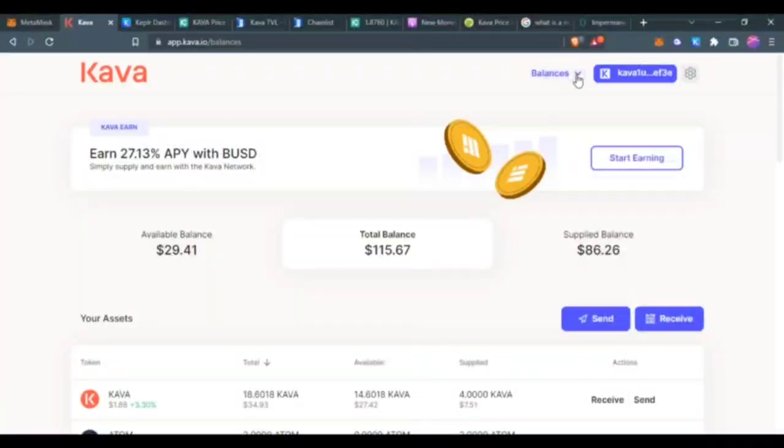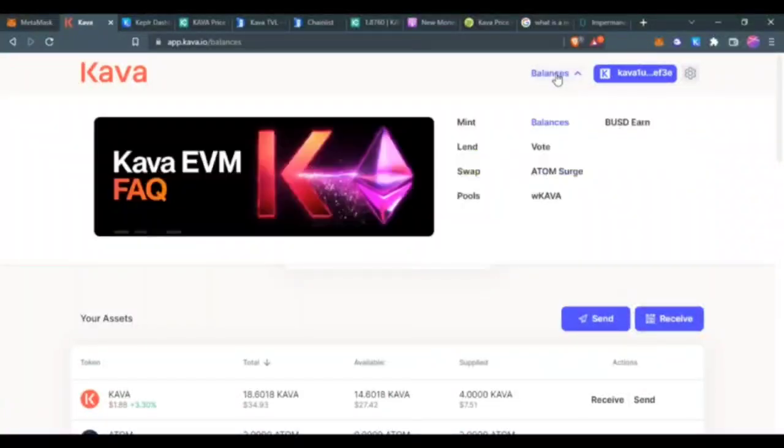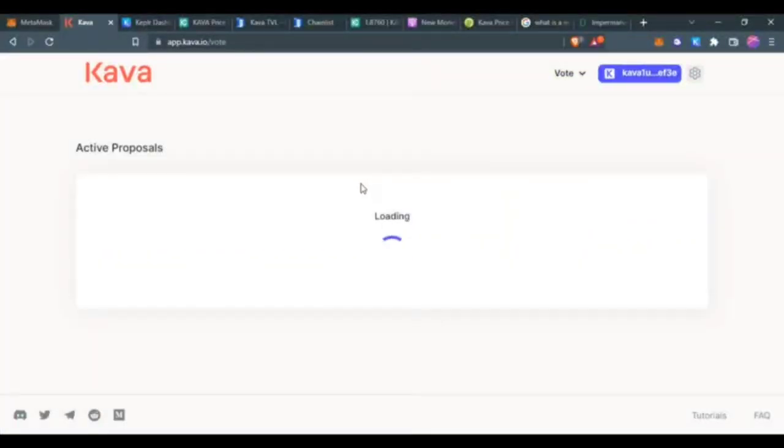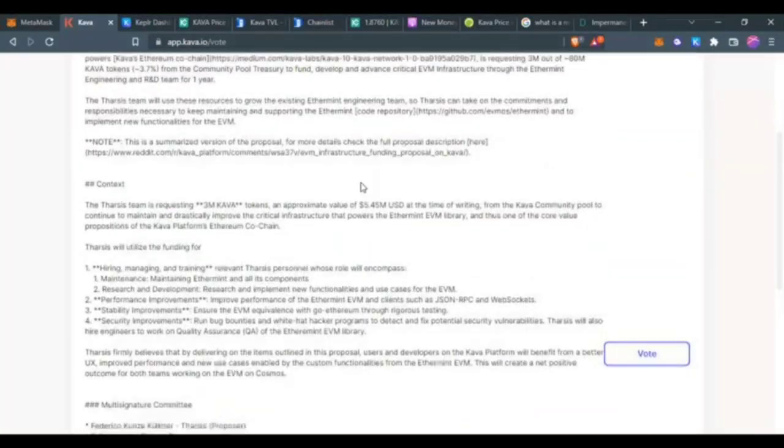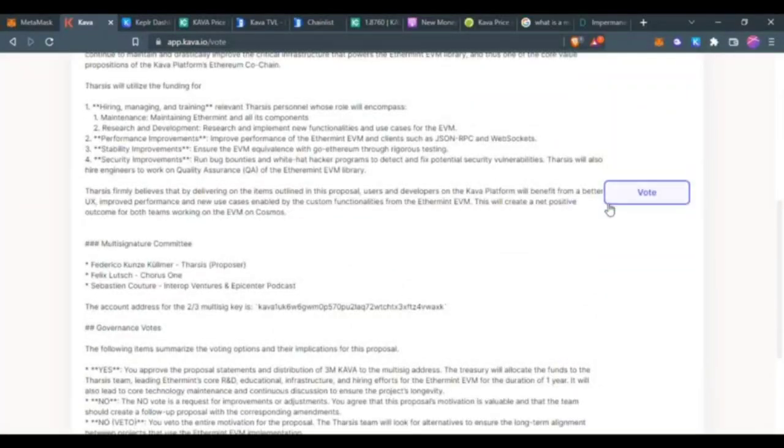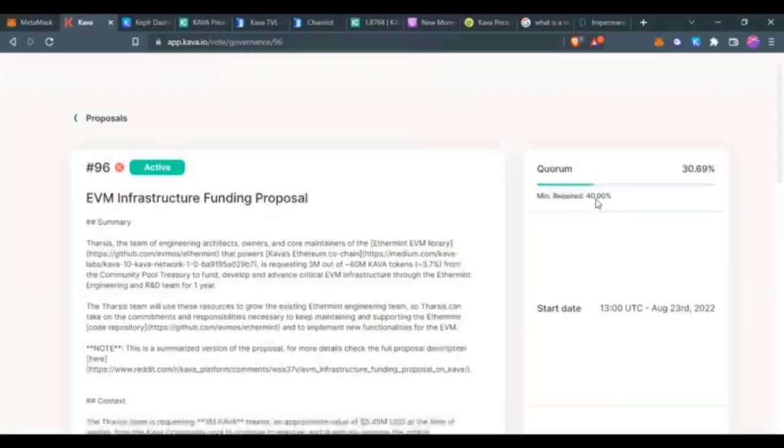Let me see, what do we have still? There we go, we got Atom Surge. We did that. We didn't go over voting. Voting is for individuals that choose to vote on upcoming events.